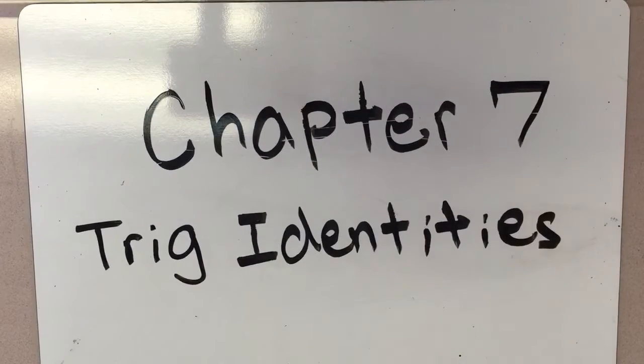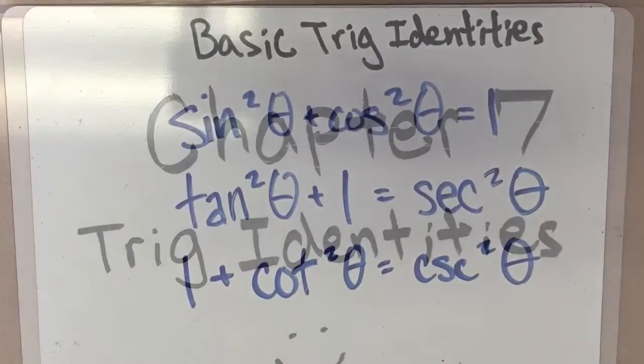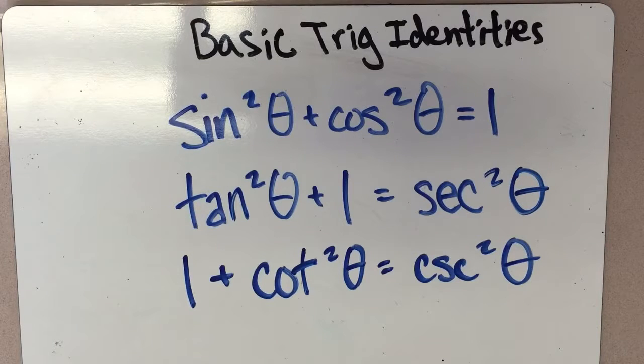Chapter 7, Trig Identities. In this chapter, we will review basic trig identities, verifying trig identities, sum and difference identities, double angle identities, and solving trig equations. Basic trig identities, Section 1.